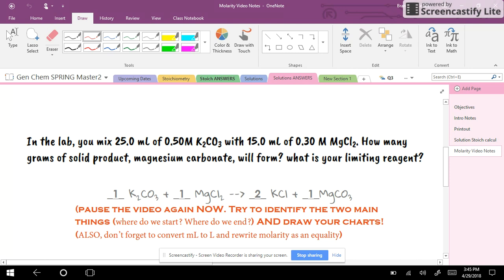So pause the video again and then try to do our starting steps. Remember, we have to identify the two main things. Where do we start and what do we want? And then I'll draw your charts. And don't forget that the volume has to be in liters. So convert your milliliters to liters. Remember, you just got to move the decimal to the left 3 times. And then also rewrite molarity as an equality. In other words, rewrite molarity as a fraction. So pause the video, see if you can do all that, or at least get as far as you can, and then go ahead and press play and see how you did.